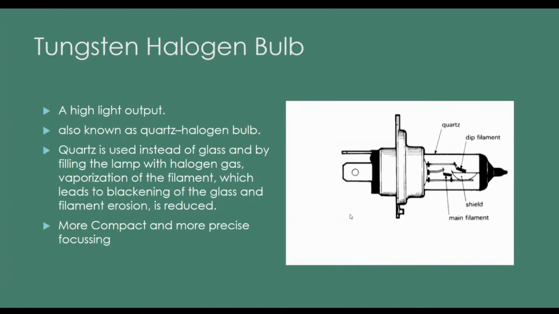We use the quartz enclosure here because in glass there was a problem of blackening of the glass, and also filament erosion was occurring very frequently. So in the quartz enclosure, this is reduced. Also, we get a more compact and more precise focusing from the tungsten halogen bulb.